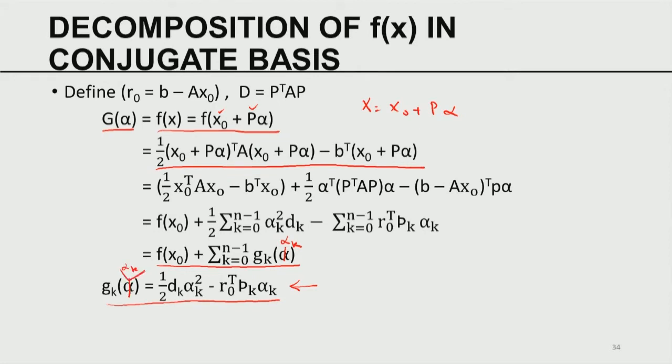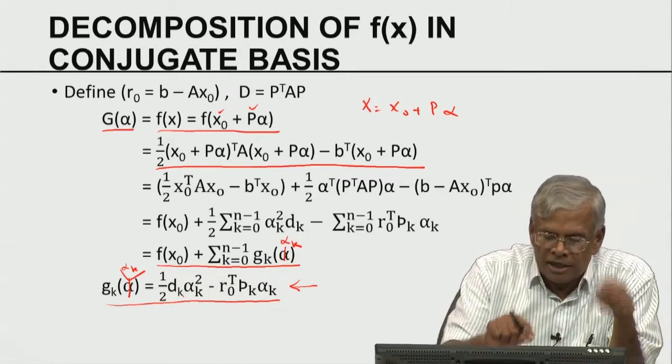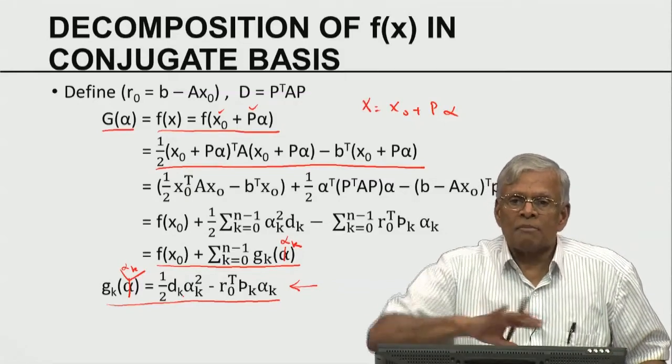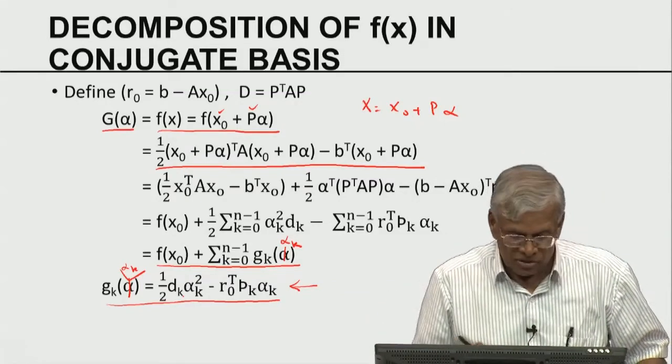So, look at this now. G of alpha is simply the sum of g_k of alpha_k, where g_k of alpha_k depends only on alpha_k. So, that is the decomposition that we have achieved. There is no product terms among alphas. Each g_k is a quadratic in only alpha_k. So, this is the decoupling or decomposition that we have achieved in going from ordinary basis to the conjugate basis.